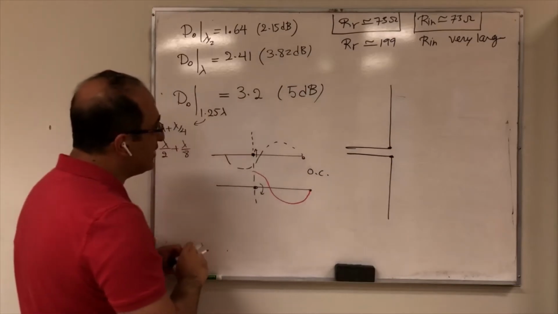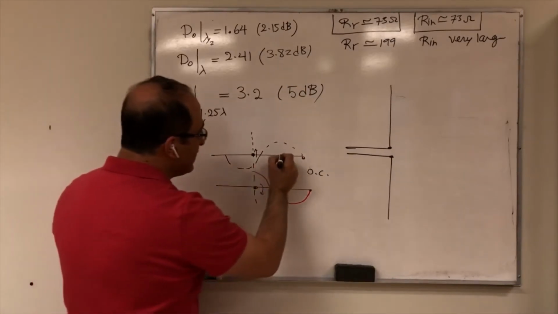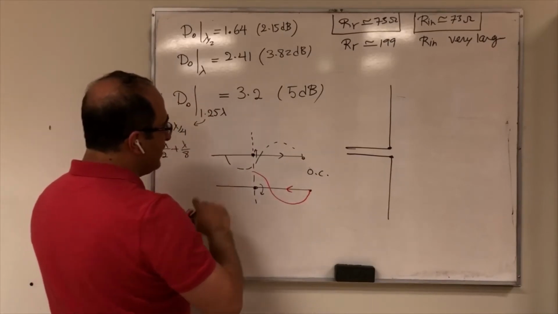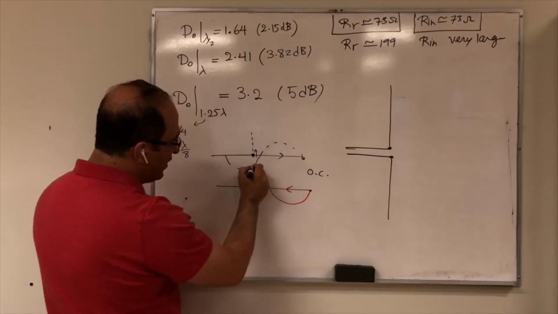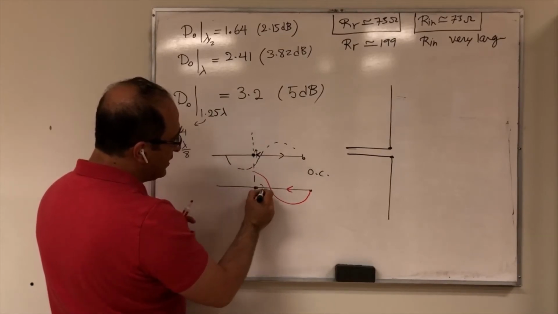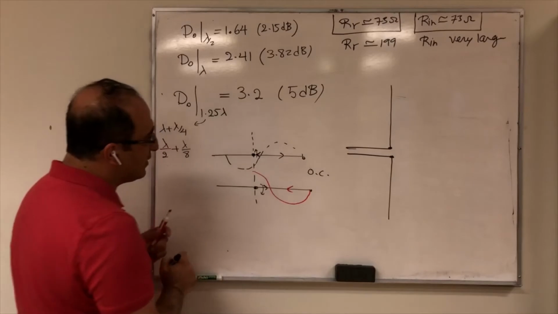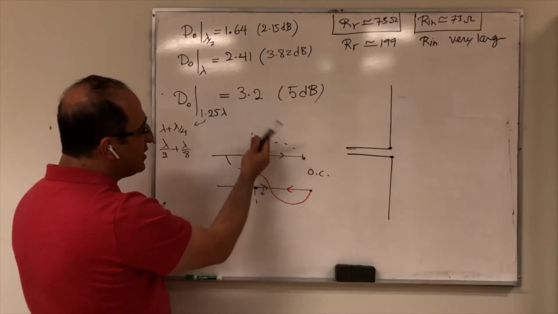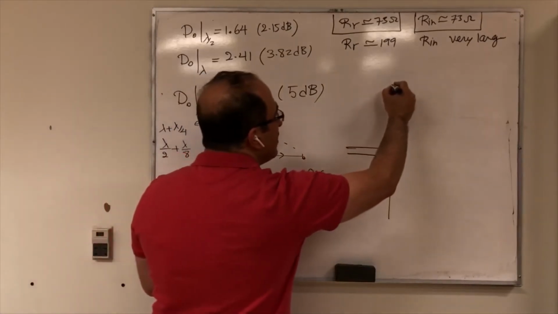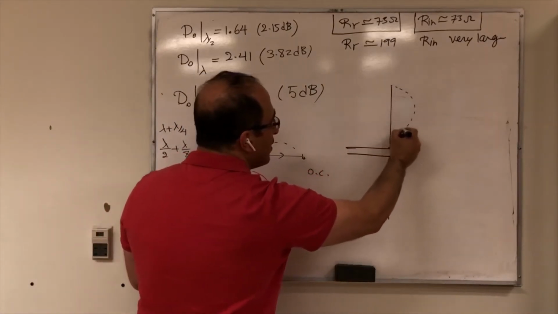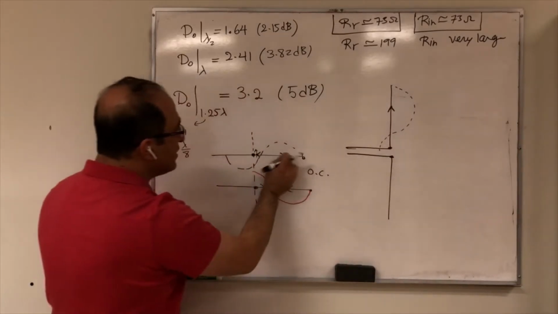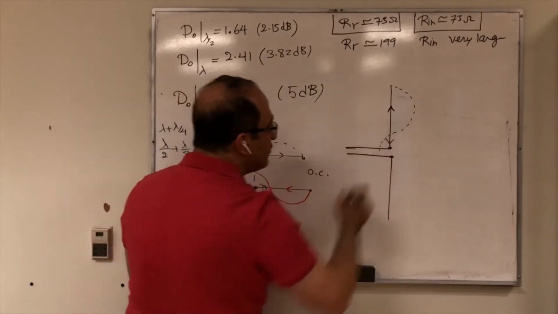So if this is the current, let's say in this direction, this would be opposite. And then here, because that's going in the other direction, this is going to be in this direction, and this one would be, of course, opposite to that. So if you bend this now this way, what you're going to have would be something like this, this for this, and then this for this.